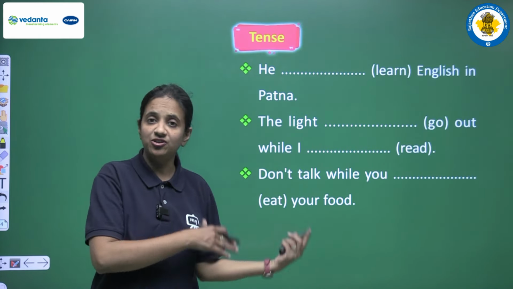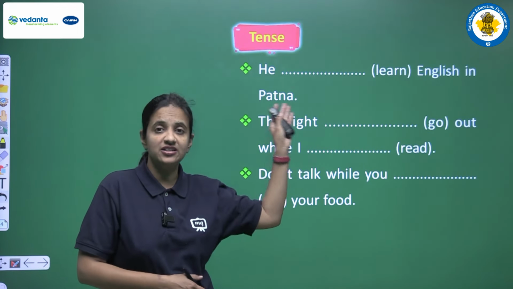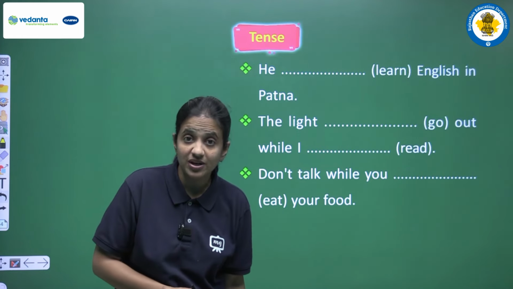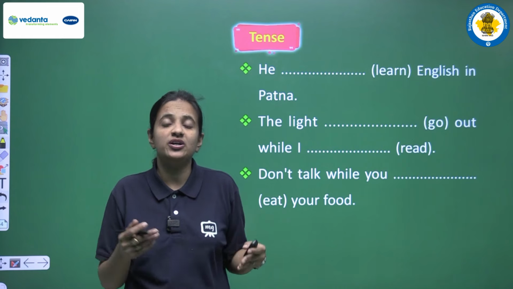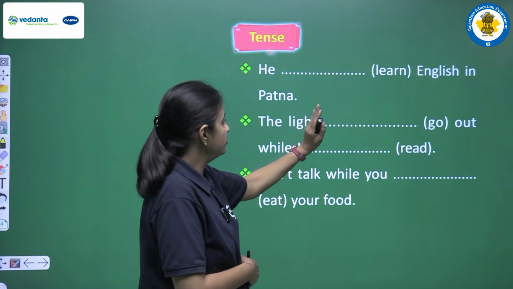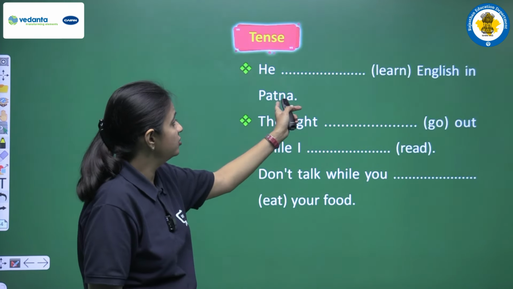So now इस तरह के जो sentence आते हैं, so here we are having the options कि हम इस sentence को पास्ट में भी बना सकते हैं, फ्यूचर में भी बना सकते हैं, प्रेजेंट में भी बना सकते हैं, because we are having no particular word, we are having no particular thing to show about the time. So let's see the one option that we are having here, he learned English in Patna.